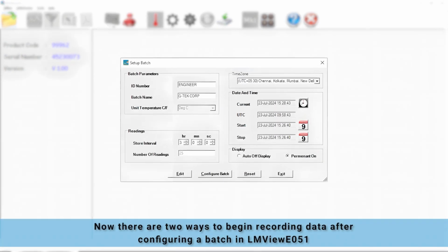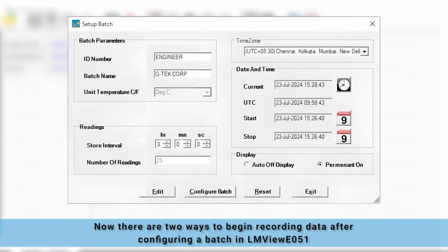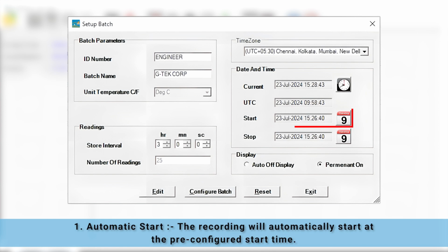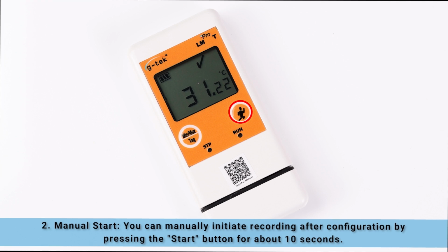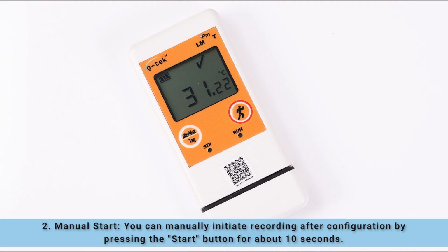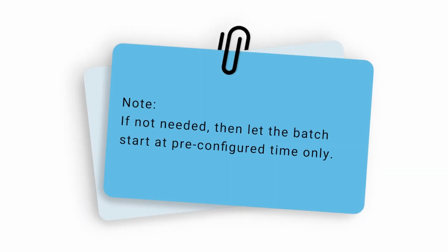Data recording. Now there are two ways to begin recording data after configuring a batch in LM View. 1. Automatic start. The recording will automatically start at the pre-configured start time. 2. Manual start. You can manually initiate recording after configuration by pressing the start button for about 10 seconds. Note: if not needed, then let the batch start at the pre-configured time only.